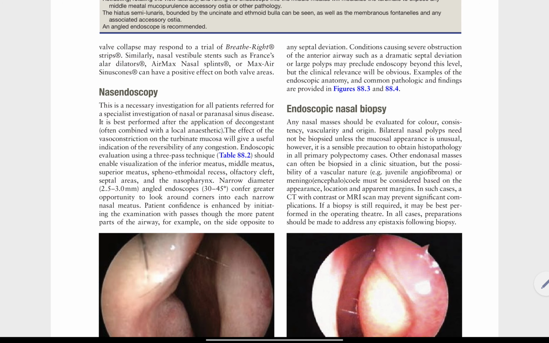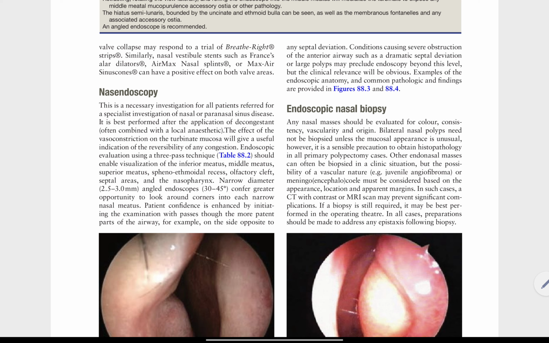Endoscopic nasal biopsy. Any nasal mass should be evaluated for color, consistency, vascularity, and origin. Bilateral nasal polyps need not be biopsied unless the mucosal appearance is unusual. However, it is a sensible precaution to obtain histopathology in all primary polypectomy cases.